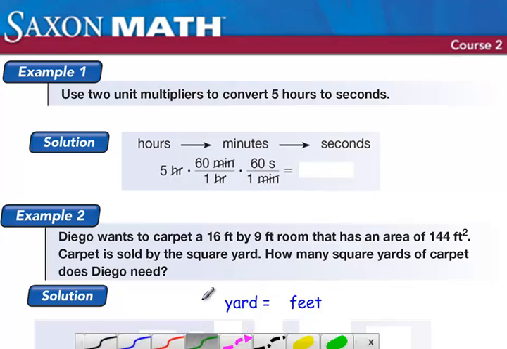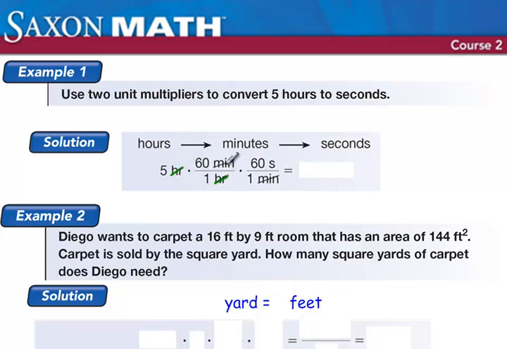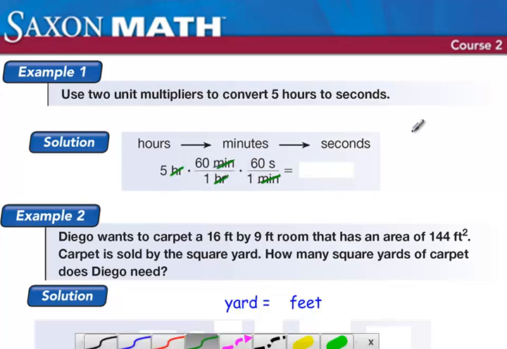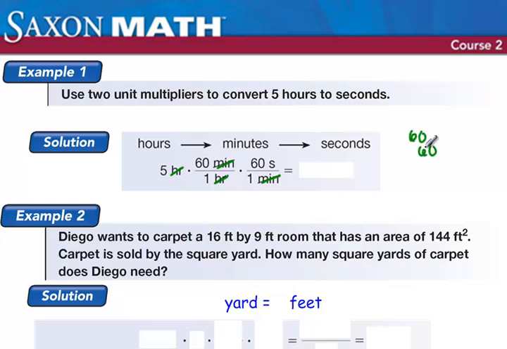So therefore, we know we will cross off hours, minutes. That leaves us with 5 times 60 times 60. We know that 60 times 60 is 3,600. Then we take it times 5. We have 0, 0. We have 30. Drop the 0. Carry the 3. 5 times 3 is 15, plus 3 more is 18. So therefore, we know that 5 hours is equivalent to 18,000 seconds.